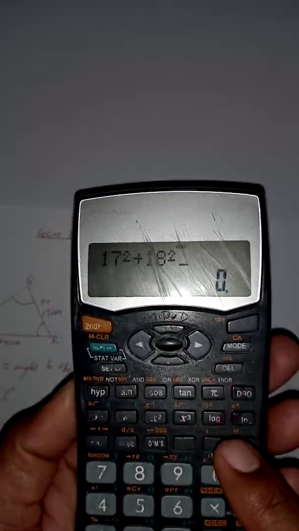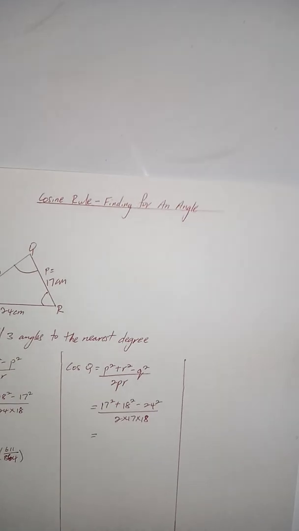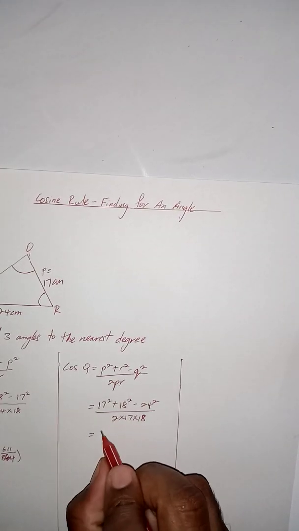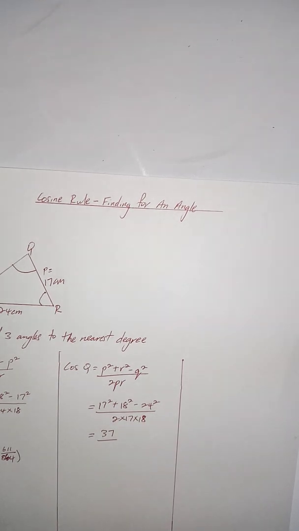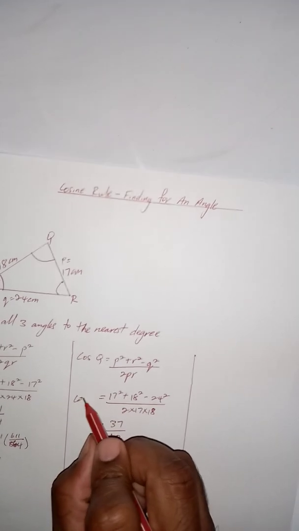Good. So now we'll use our calculator to help us with the necessary calculation. So we have 17 square plus the next number, 18 square, subtract 24 square. Our answer is 37. Good. So we write 37 over, now we multiply these 3 numbers. 2 times 17 times 18 gives us 612. Good. So cos Q equals that.